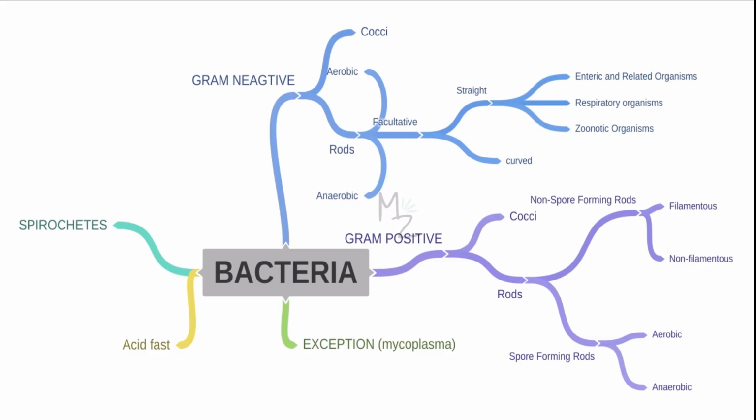Before talking about Mycobacterium tuberculosis in much detail, we should know about the bacterial classification. Bacteria are further classified into spirochetes, acid-fast. There is virtually only one bacterium that is acid-fast, and that is Mycobacteria. But there's an exception, that is Nocardia asteroides, which is responsible for causing nocardiosis, is also an acid-fast bacteria.